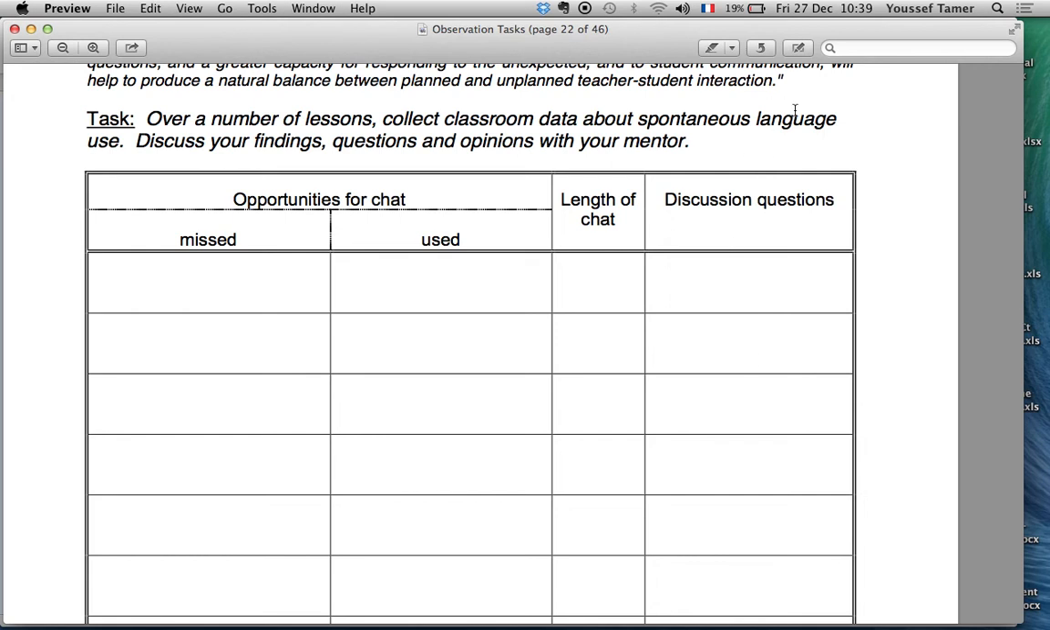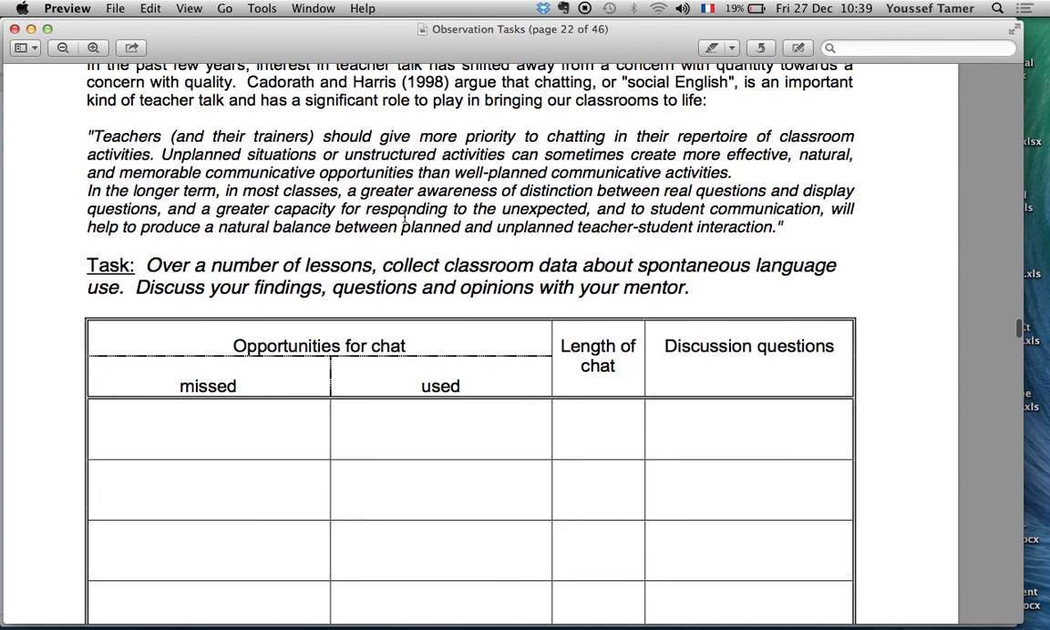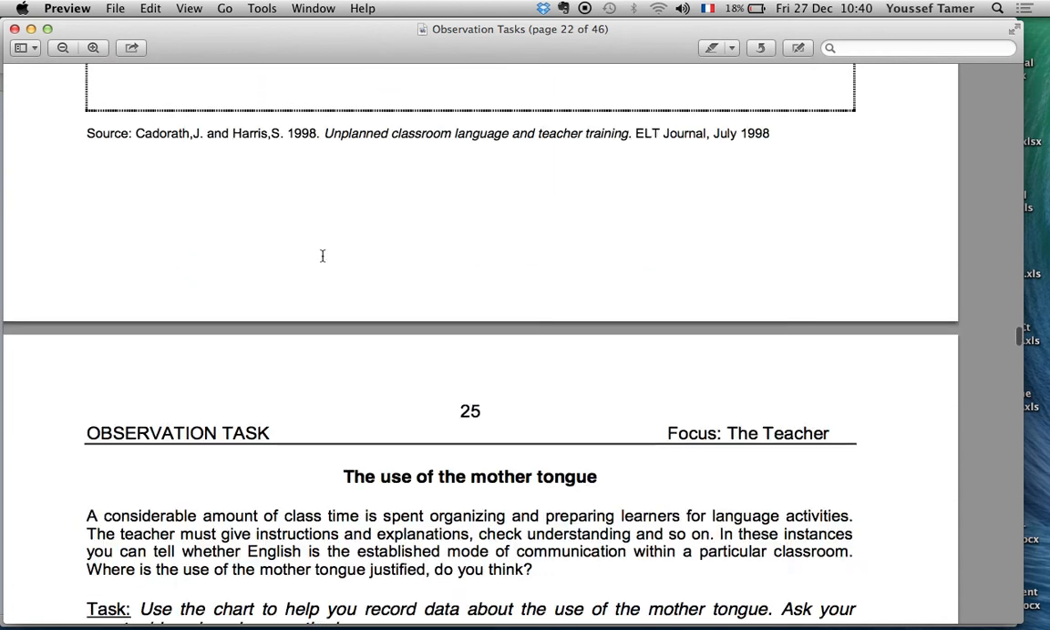And sometimes the unplanned situations give you, as a teacher, the opportunity to present new vocabulary. Yeah, that's exactly it. This is what we have here. But sometimes the academic setting does not allow presenting those kinds of things. So this kind of informal classroom discourse creates more effective, natural, and memorable communicative opportunities for the students. They promote it more, and they can take them easily. So this is one thing.